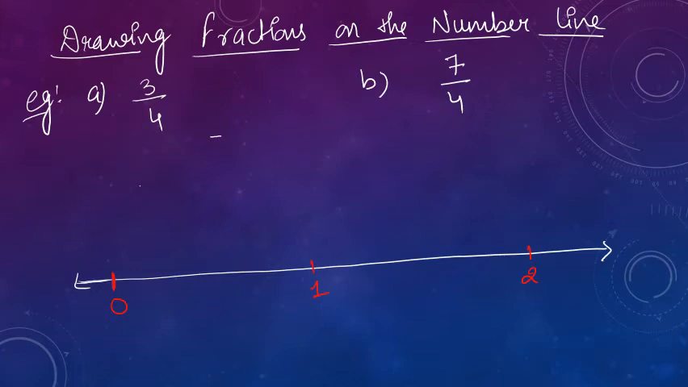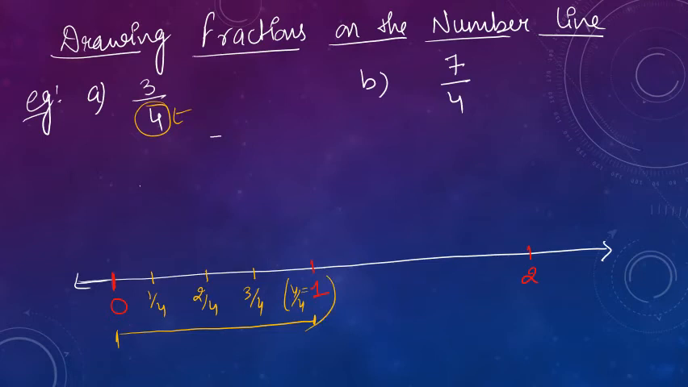Between which two whole numbers the fraction is lying. Since 3 by 4 is less than 1, this is definitely going to lie between 0 and 1. And the second is to look at the denominator. Since the denominator is 4, the gap between 0 and 1 is to be divided into 4 equal parts. That is 1 by 4, 2 by 4, 3 by 4, and 4 by 4, which is equal to 1 only. Now the number we are looking for is 3 by 4, which is here.